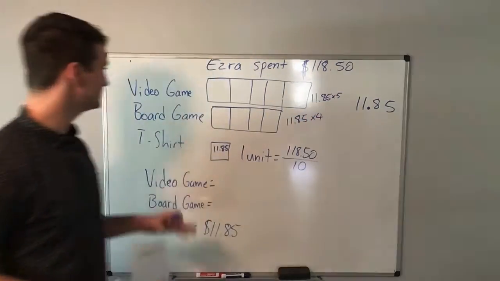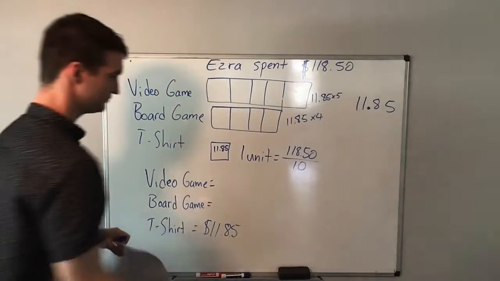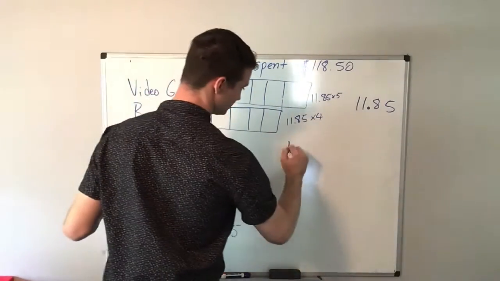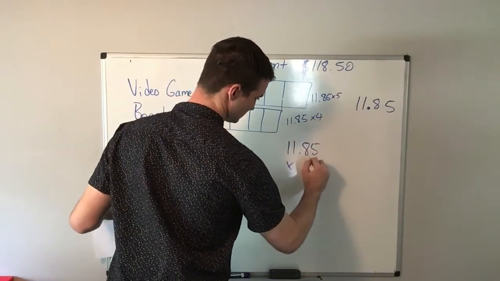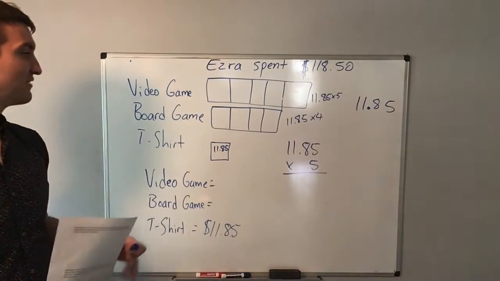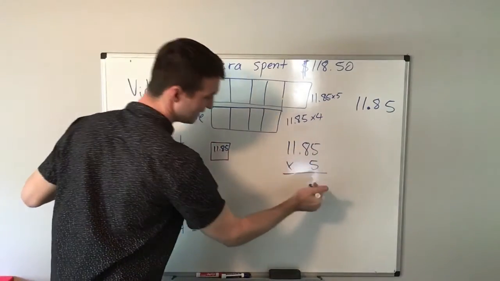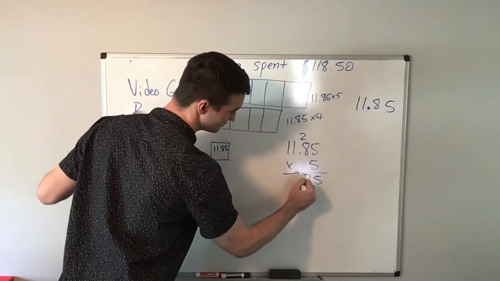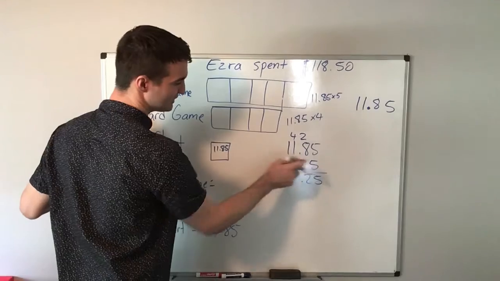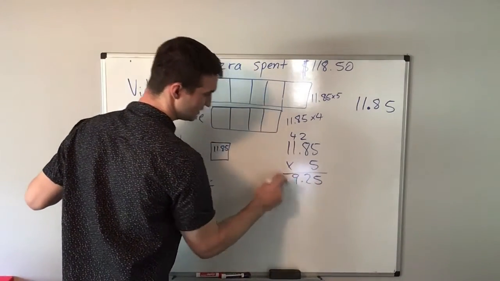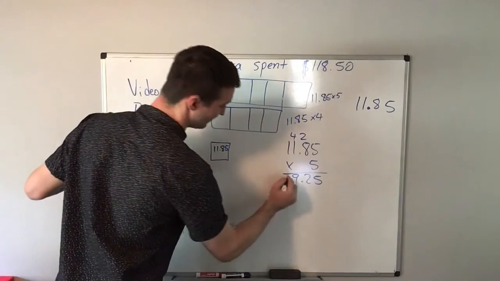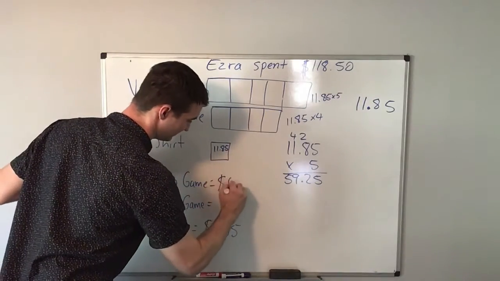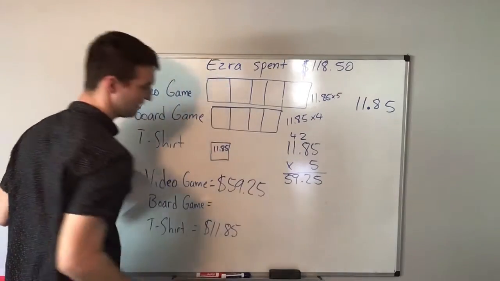So let's go ahead and start. Let's figure out what our video game is going to be. And I'm going to make some space right here. So video game, $11.85 times 5 units. Now, $11.85 times 5. So let's go ahead and get started with that. 5 times 5 is 25. 8 times 5 is 40 plus 2. Carry that 4. 1 times 5 is 5 plus 4. And then 1 times 5 is 5. So for our video game, when we multiply that out, we would get $59.25.